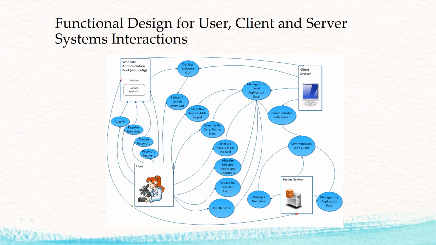Here's a diagram to depict the functional use cases. Once a user is logged in as a member, the user can select a GUI to view. Here the user can search, add, edit, update, and delete records. They can also view data in the grid, sort data in the grid, and run reports. The client system manages the local application data and communicates with the server. The server system is where the users and the data are managed. The server system communicates with the client.